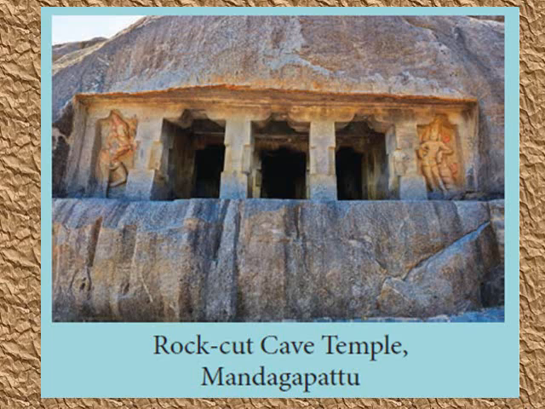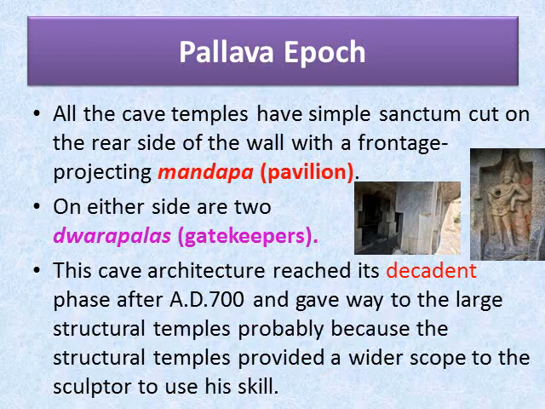And it is in Pallava Grantha script, and it says that the temple was built for the Hindu trinity Lord Brahma, Vishnu and Shiva, and is built with no use of wood, metal, brick or timber. Dear children, all the cave temples have simple sanctum cut on the rear side of the wall with a frontage projecting on mandapa, that is a pavilion.